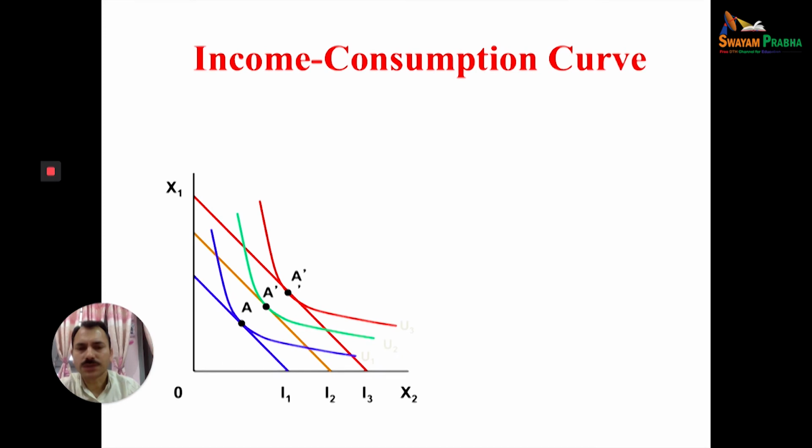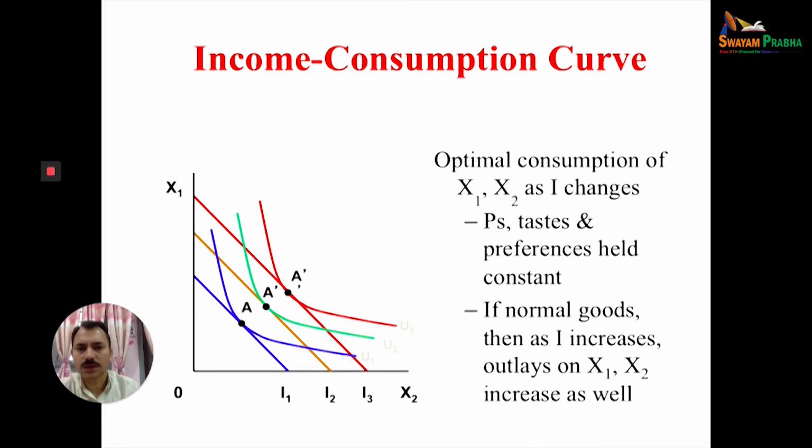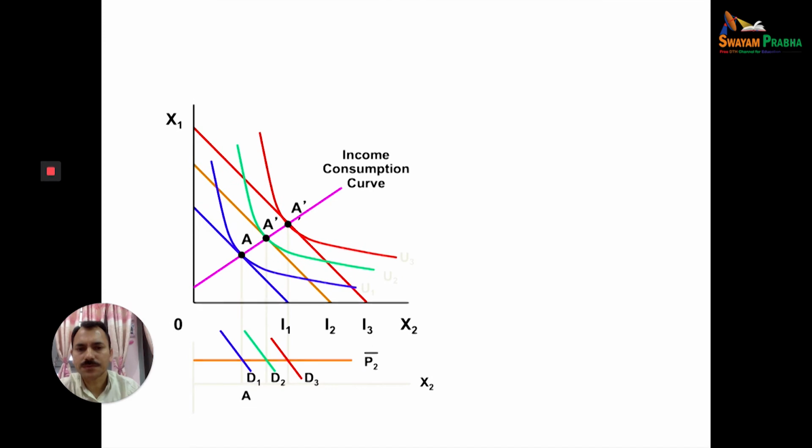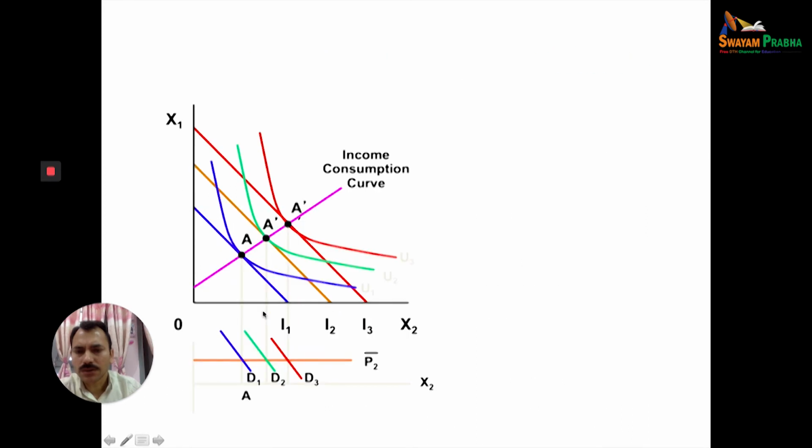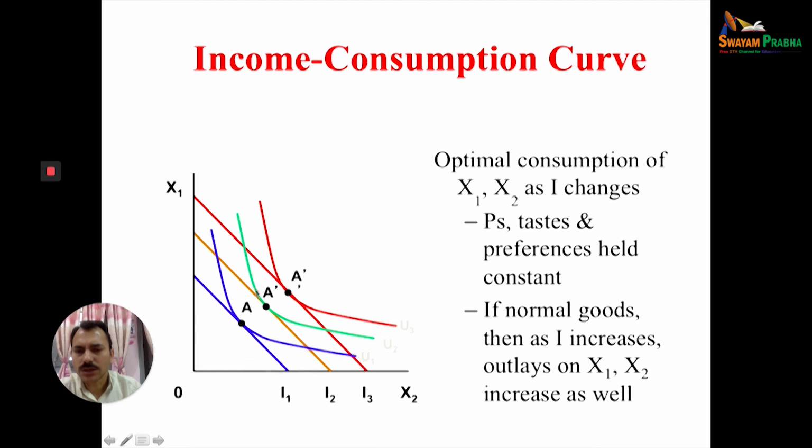Now, income consumption curve. For example, first, this is the budget line, and here is the indifference curve. The consumer is in equilibrium at point A, where the budget line is tangent with his indifference curve. Then A1: when income increases, the budget line shifts, and the new equilibrium point is here.